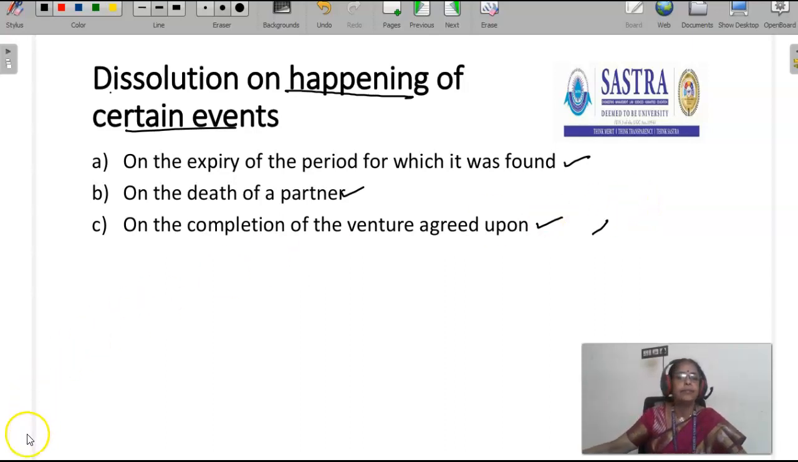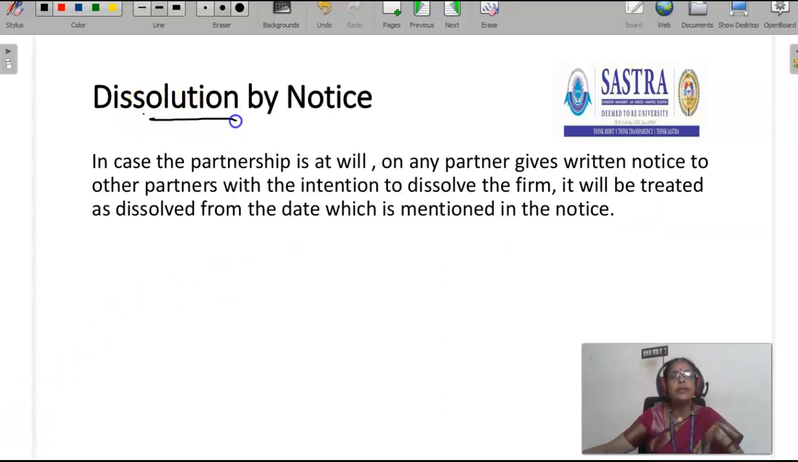Next mode is dissolution by notice. In case the partnership is at will, and any partner gives a written notice to the other partners with the intention to dissolve the firm, it will be treated as dissolved from the date which is mentioned in the notice.